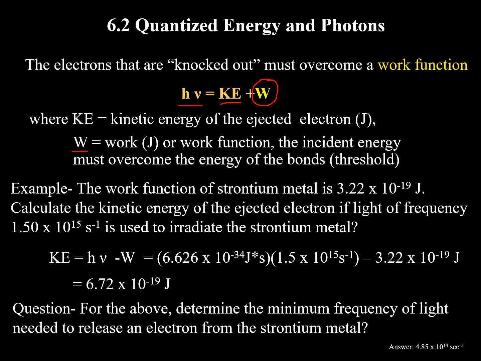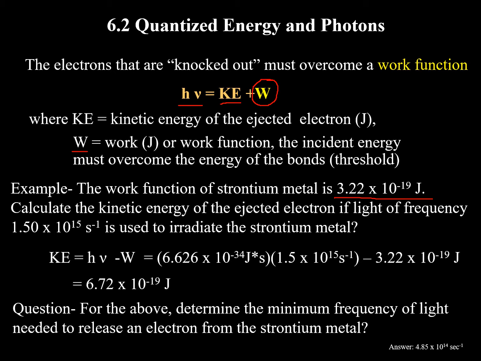So the example here, the work function of strontium metal, strontium again, if you recall, Sr2+, is 3.22 times 10 to the minus 19 joules. That is the wall that will be given to you. Calculate the kinetic energy of ejected electron if light of frequency 1.5 times 10 to the 15 hertz is used to irradiate the strontium metal.